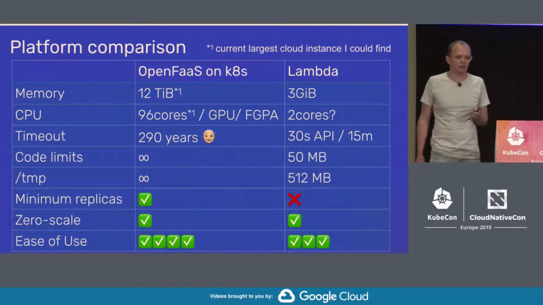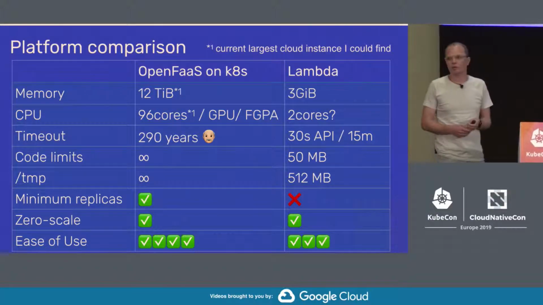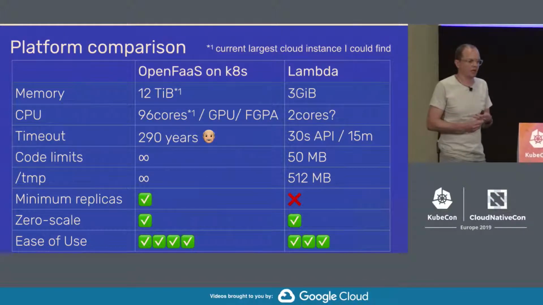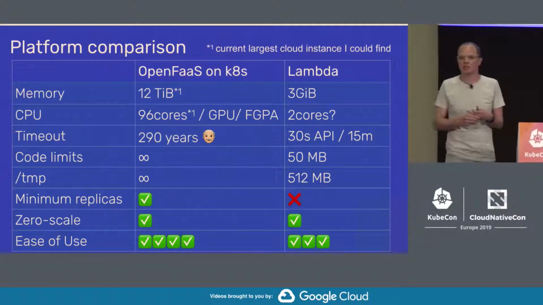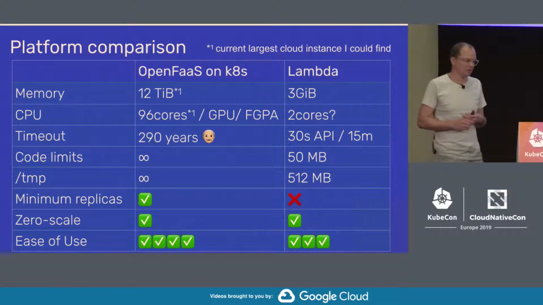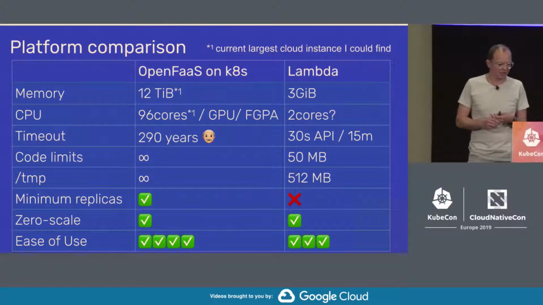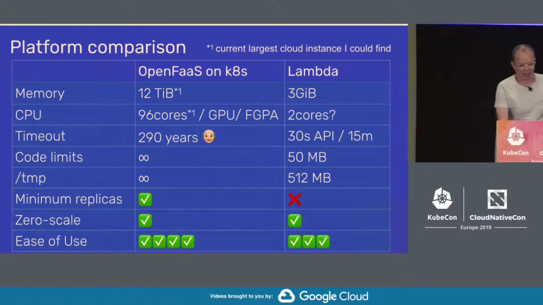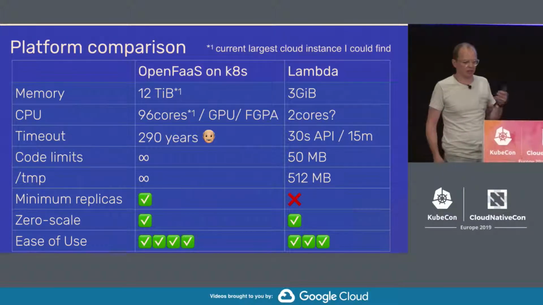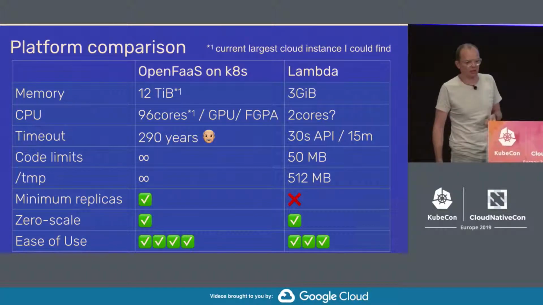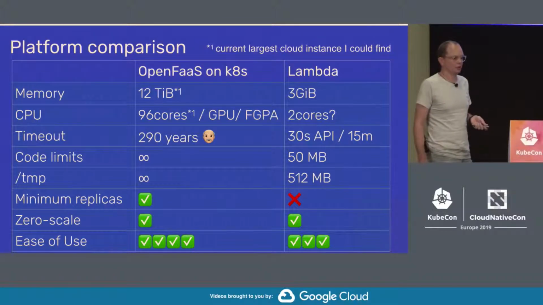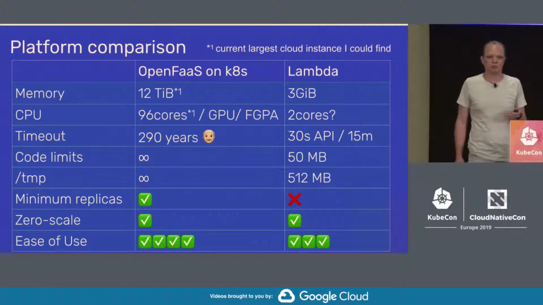The Lambda timeout on the API gateway is 30 seconds, or if you don't use the API gateway and you're using events, it's 15 minutes. You have 290 years to finish your function on OpenFaaS, which is nice. That's probably how long my code takes to execute. There are also other restrictions around code size limit and the temporary directory. And I think, hats off to Lambda. It's a really easy-to-use platform. But I would argue that using open source standard tooling, it's even easier to use.